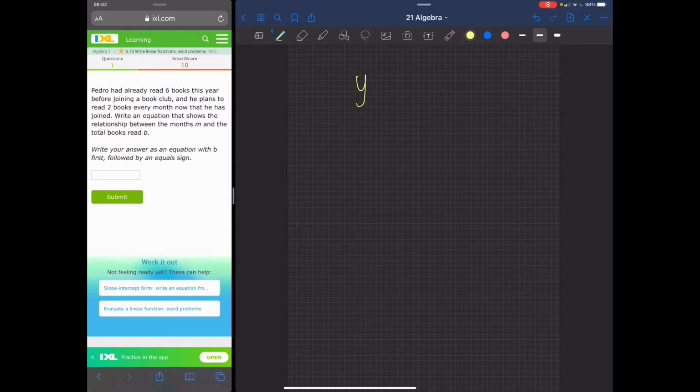So again, for Pedro, we're going to use slope-intercept form. So this is our rate of change, our slope, and then an ordered pair, and then we're going to add the starting point or our starting amount, which is the same thing as a y-intercept. Answer as an equation with b first, followed by the equal sign. So b is the total number of books read and m is the months.